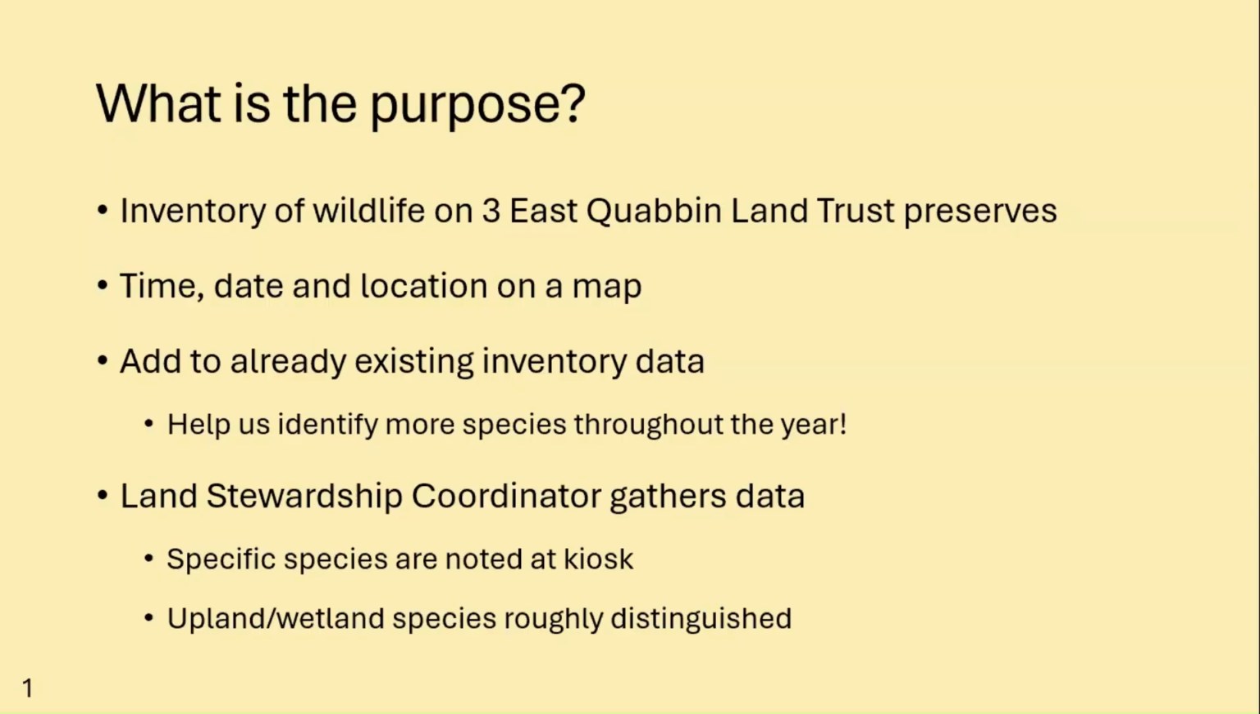Environmental data on the species you observe, such as time, date, and location, is collected to gauge the species' presence or absence. Specific species found on the property will be noted at the kiosks at trailheads to encourage exploration. You can help us build on the inventory of each location by uploading your identification to iNaturalist, which I will walk you through in the next following slides.